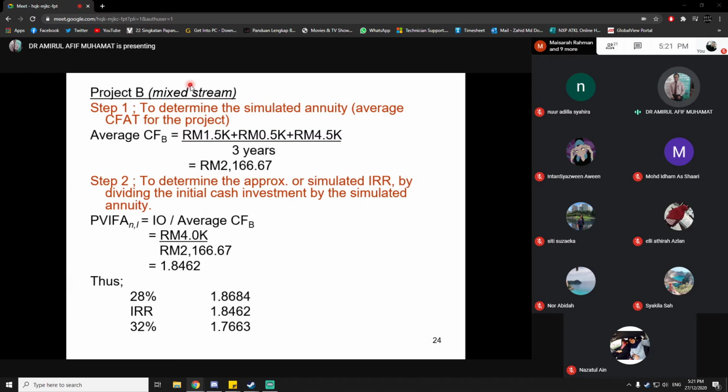Annuity is the same amount every year. Mixed income is when the amount for the whole period is not similar in every year. It is different. Okay, mixed stream of income. So it's the same: you have step 1. Step 1, you need to add up all the income. You need to find the average income.